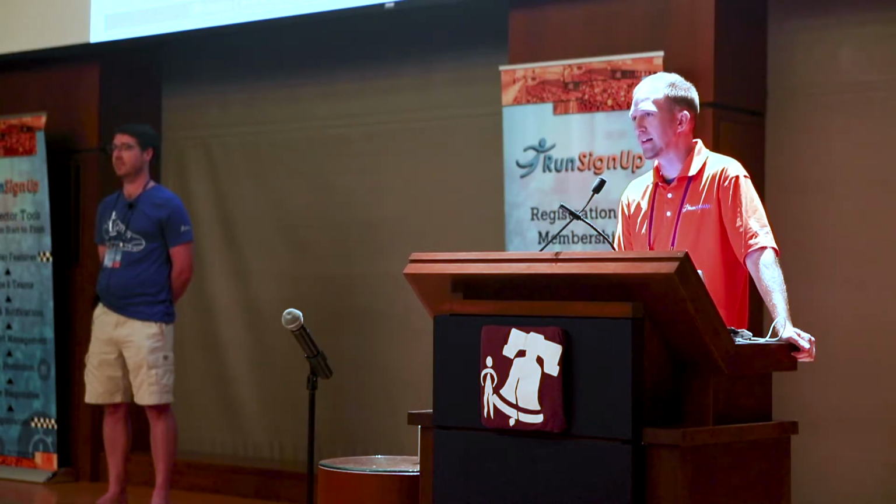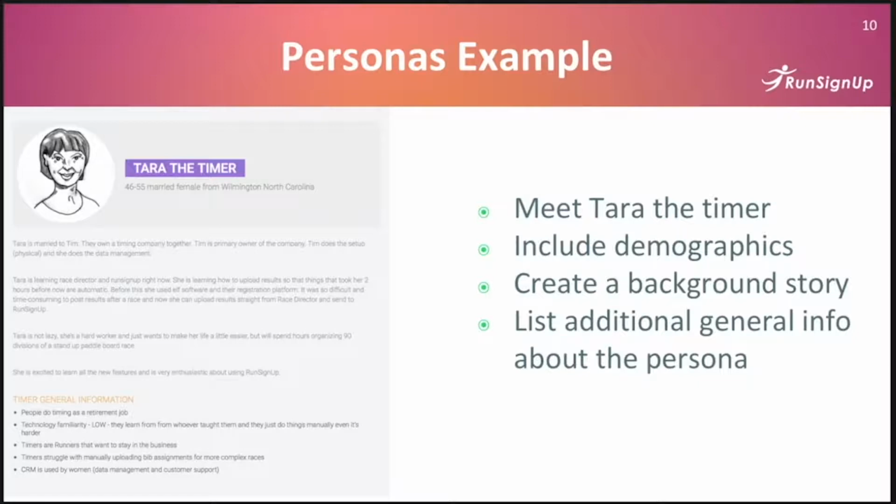It doesn't have to be right. It can just be a way to figure out who that person is. And so here's one of the examples. We have Tara the timer. And just basically come up with stories like, hey, this person is between 46 and 55 years old. She's actually married to Tim the timer, and Tim is the owner of the company. And just kind of create a background story. It'll kind of help you understand your target audience and how to engage with them a little bit better.